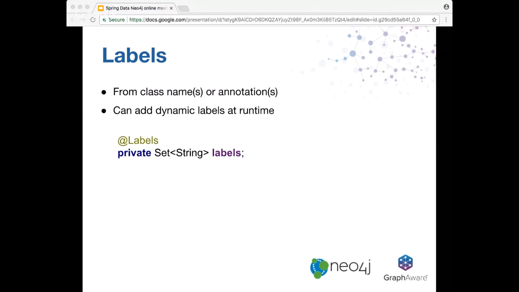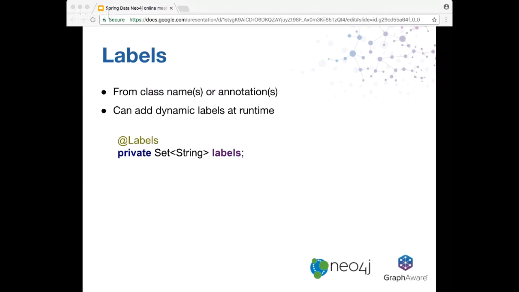We saw the samples about labeling the classes by defining the property in the node entity annotation. And if it's not given, it gets derived from the class name. There is a possibility to add or remove labels at one time. It's as simple as it sounds: just the label annotation that gets put on some set field, type field, and you can work with these labels.